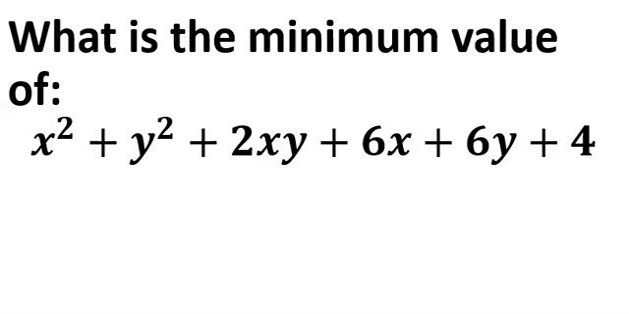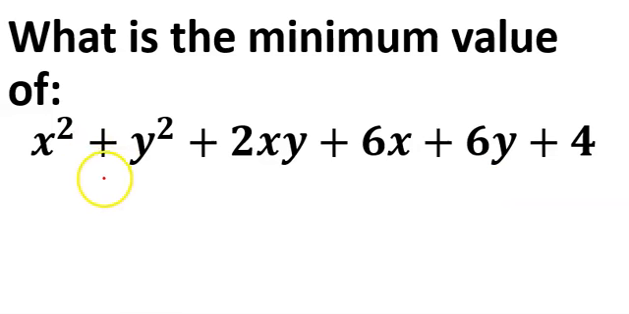Welcome to Otisam Mathematics. In this video, we are to find the minimum value of the function below, x squared plus y squared plus 2xy plus 6x plus 6y plus 4. Now this function is symmetric.